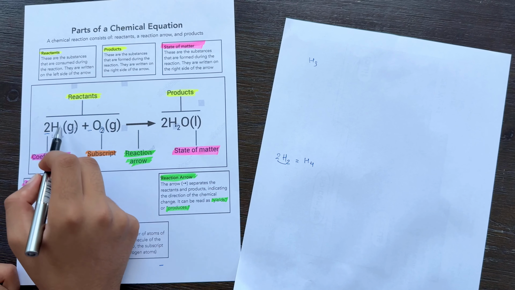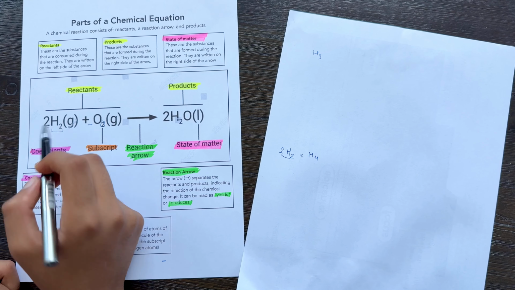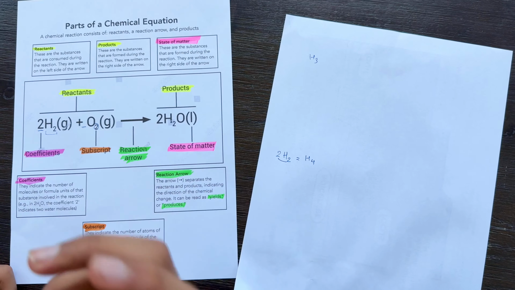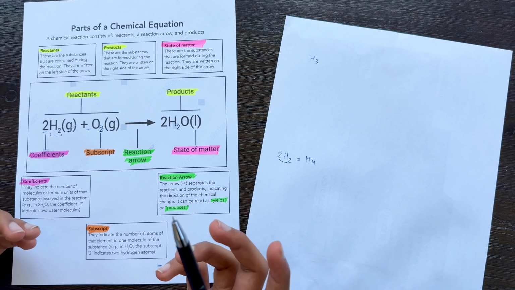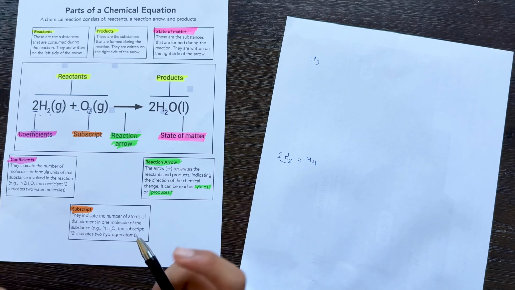Now, we have this state of matter in parentheses, and the G stands for gas, the L stands for liquid, the S stands for solid, and the AQ stands for aqueous solution.